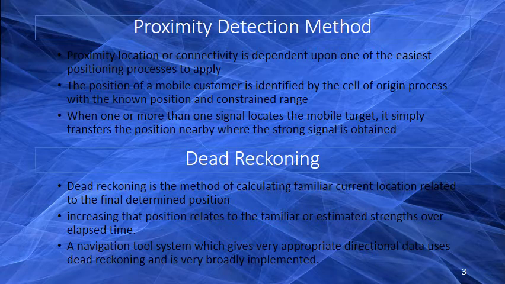And dead reckoning. Dead reckoning is one of the indoor localization methods, which is used for calculating the current location relative to the last determined position. The position is advanced based on known or estimated speeds over the elapsed time, and the navigation tool system, which gives very appropriate directional data, uses dead reckoning, and it is very broadly implemented in Google Maps.